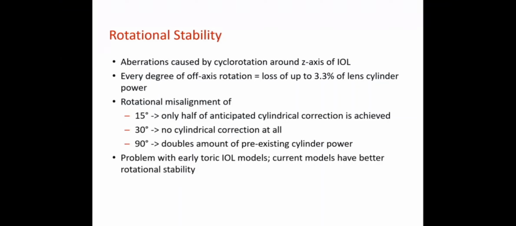There is one question in the chat box. If you could have a look. How do we know whether they include PCA in the measurement when reading the biometry, for example, with IOL Master 700?